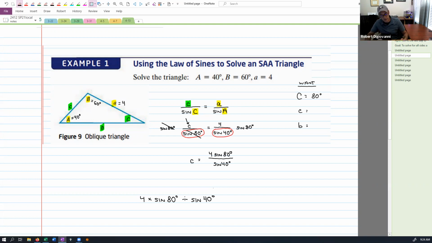Somebody want to share with me what they got? Yeah, I got 6.13. Yeah, 6.128, something like that. And so, unless they tell us otherwise, let's just round it to 2 decimal places. Okay, so I like that. Let's go 6.13. And this is c, 6.13. Okay, there we go. So now we know what c is, right? Little c.